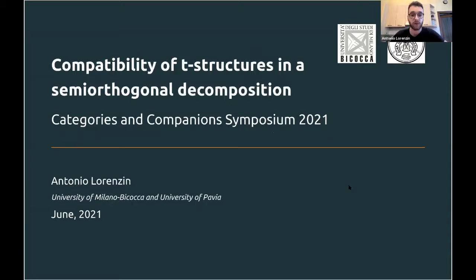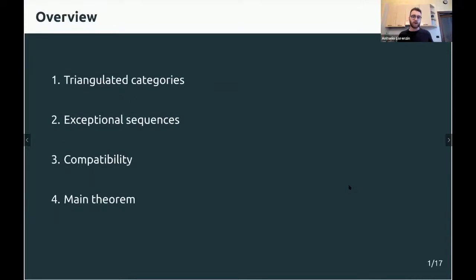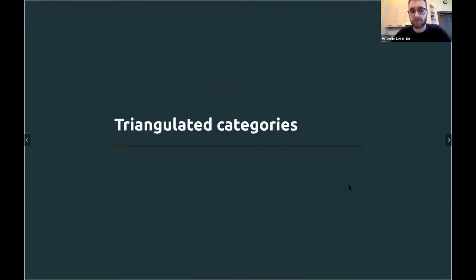My presentation is called The Compatibility of T Structures in a Semiorthogonal Decomposition, exactly as the name of the preprint you may find in arXiv. I will talk about triangulated categories. So the framework will be this one, and we will try to study triangulated categories via exceptional sequences. Afterwards, we will see the notion of compatibility, which will help us to use exceptional sequences to get to the main theorem. So without further ado, let's go to triangulated categories.